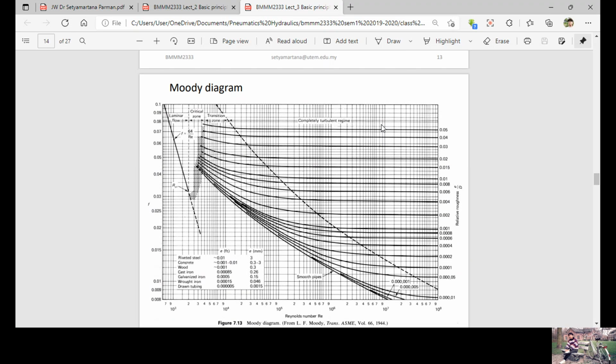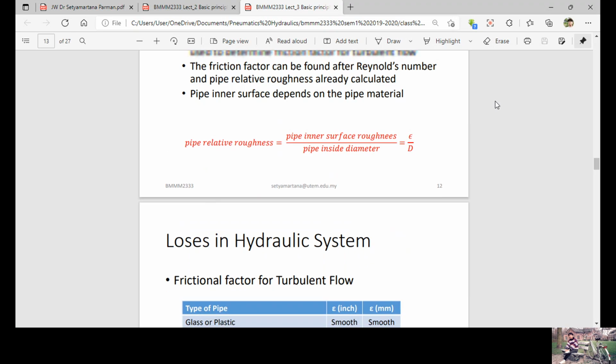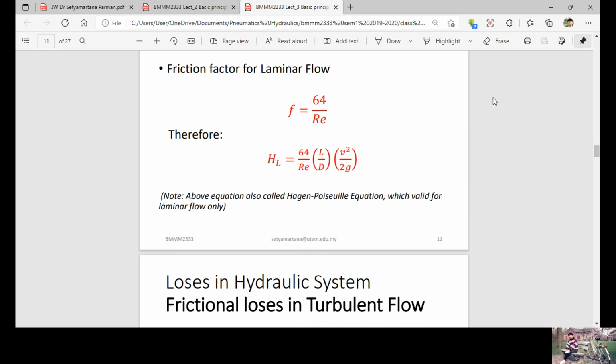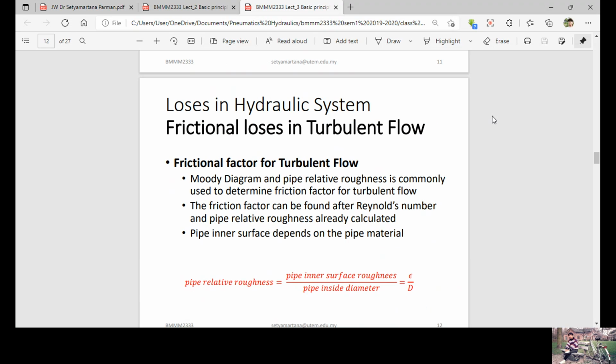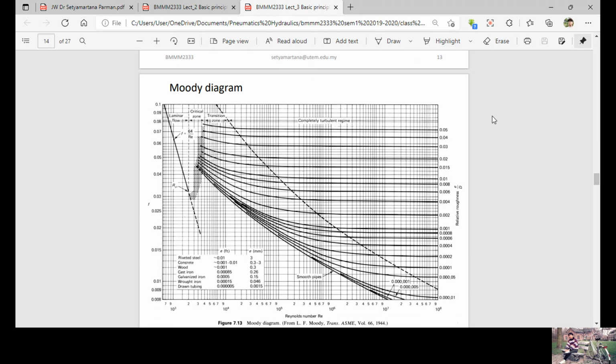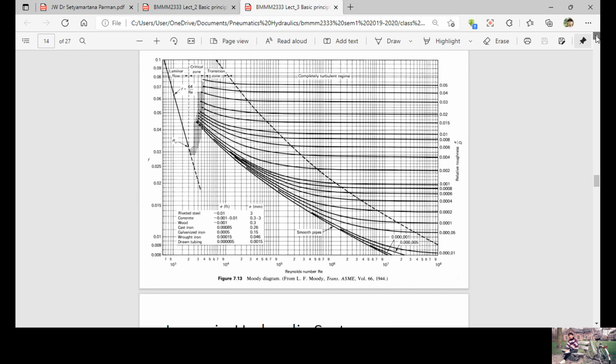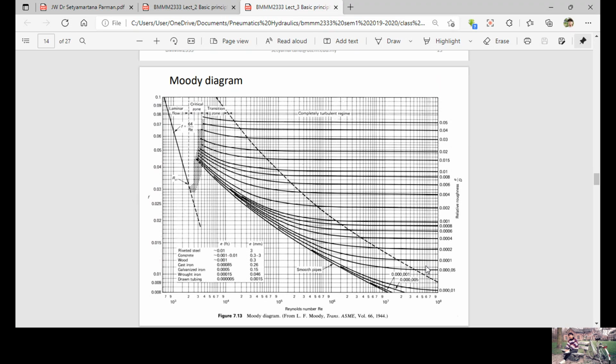So this is the Moody diagram, to determine the friction factor, but for turbulent flow. In the Moody diagram, the horizontal axis is the Reynolds number, and the vertical axis is the friction factor F.